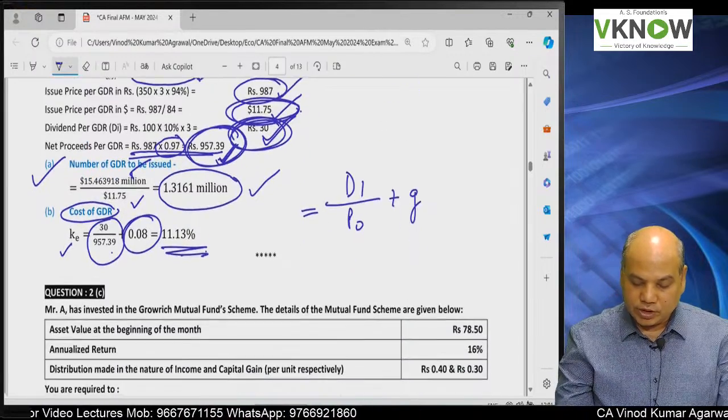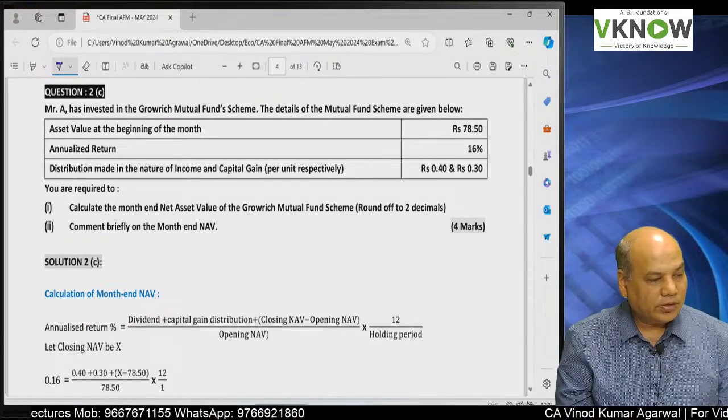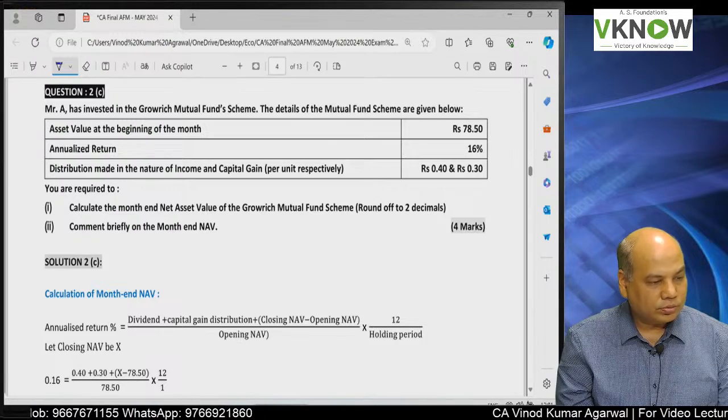11.13%. Is the calculation right? Say yes or no. Kindly reply yes or no.